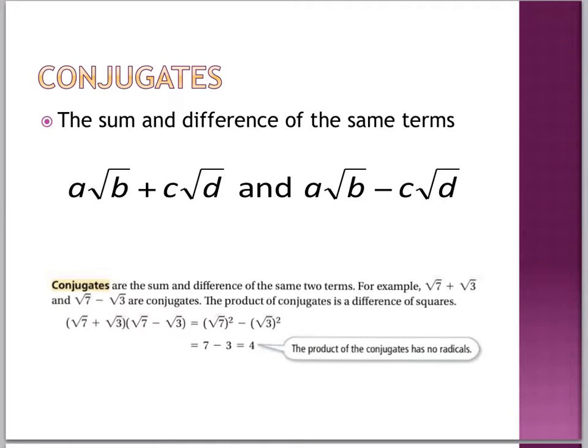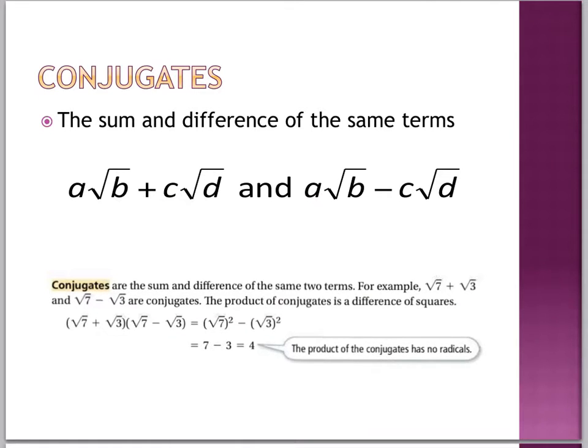Conjugates: first off, it's the sum and difference of the same terms. So notice a square root of b plus c square root of d. That's a conjugate. Notice the ab, cd, cd, one's addition, one's subtraction. When we put them together, it's called a conjugate. So conjugates are the sum and difference of the same two terms. For example, square root of 7 plus square root of 3, square root of 7 minus square root of 3. This and this are conjugates of each other.